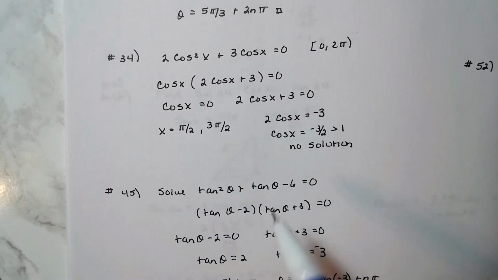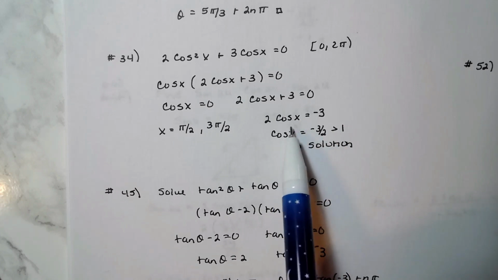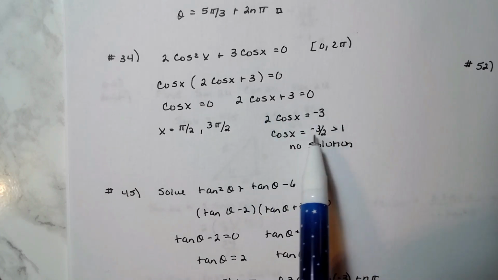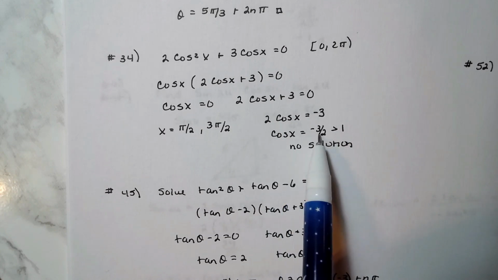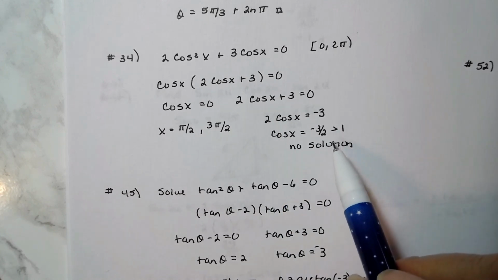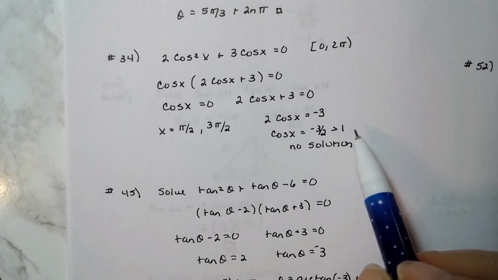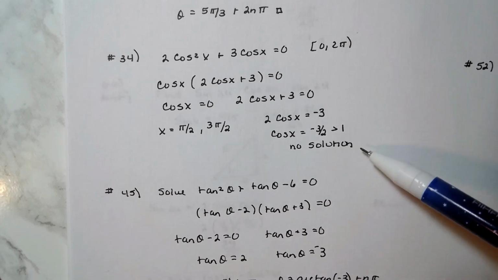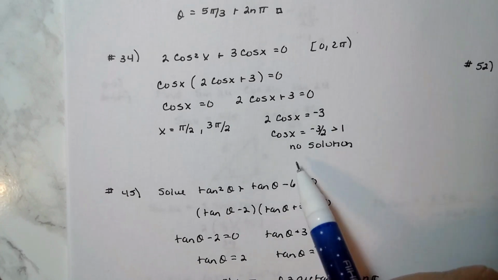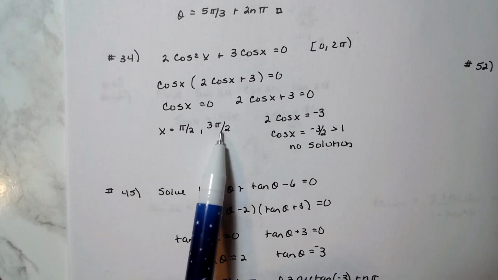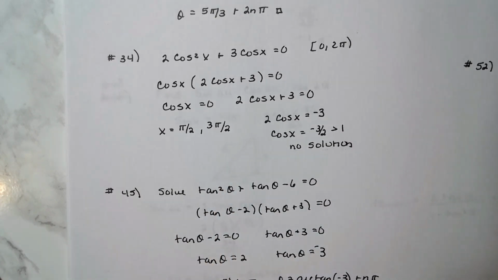And this one I get a little bit more work because I got to get this cosine by itself. So I subtracted 3 from both sides and then divided by 2. So the cosine of x is equal to negative 3/2. And 3/2 is bigger than 1, whether it's positive or negative. So remember, the cosine fluctuates between positive 1 and negative 1 on the graph. So we would just say there's no solution for that. So the solutions here would be pi over 2 and 3 pi over 2.